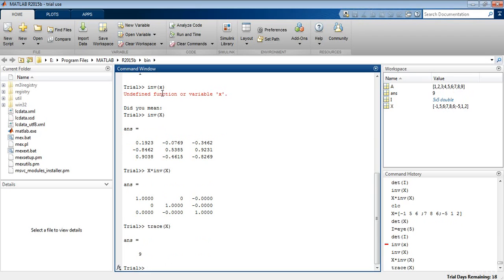That's right. In this lecture, we learned how to use more advanced operations on matrices. In the next lectures, we're going to learn how to program with MATLAB.